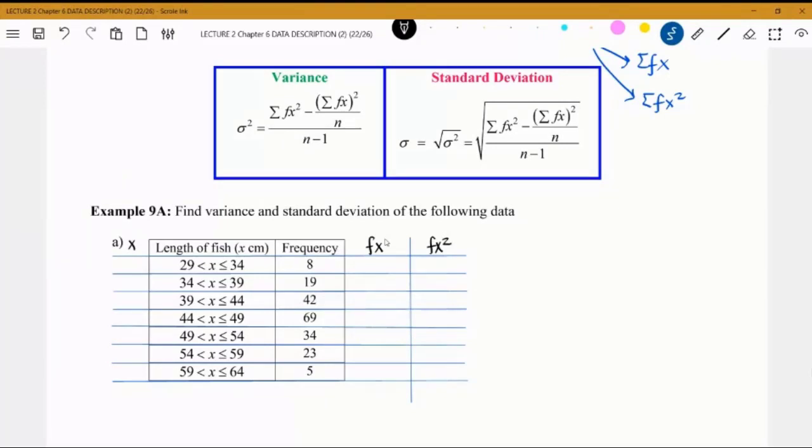Okay, so let's say we go through for this one first. So your first midpoint will be 31.5, 36.5, 41.5, and then here we can see the pattern which is add up with the 5. So we're gonna have 46.5, 51.5, 56.5, and then the last one will be 61.5. Okay, so finding the fx, which is we have to times the frequency with the x, we're gonna have here 252. I already calculate this one for you.